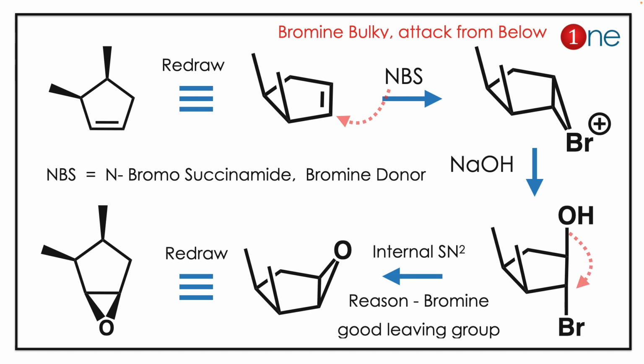The concept you have to learn here is that NBS is the brominating agent, and the attack of the next nucleophile always occurs in the axial position, preferably trans-diaxial.